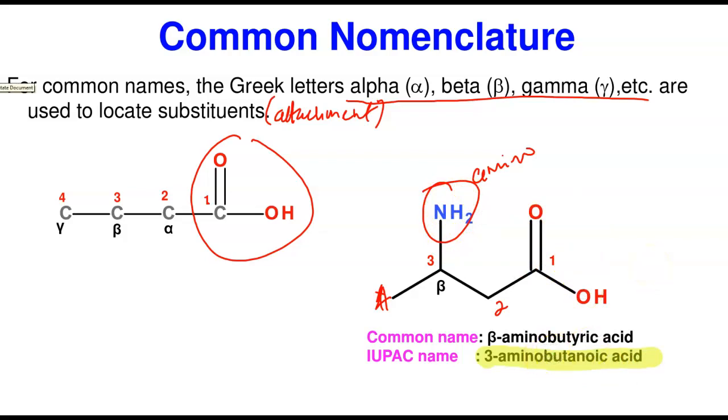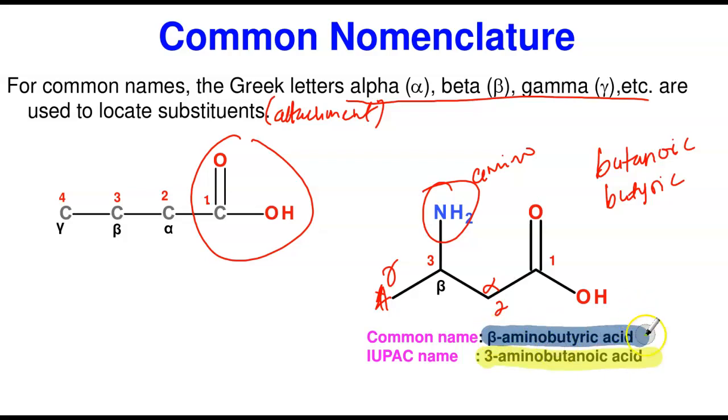But in the common name, what do we do? We're going to start counting from here. This is alpha, beta, and gamma. So this particular amino group is attached at the beta position. So what are we going to say? We're going to say beta amino butyric acid. In the old nomenclature, you won't say butanoic acid. Instead of saying butanoic acid, you say butyric acid. So it's going to be beta amino butyric acid. That would be the common name, or what some people might call the old nomenclature. So this is the common or the old name, whereas this is the IUPAC name.